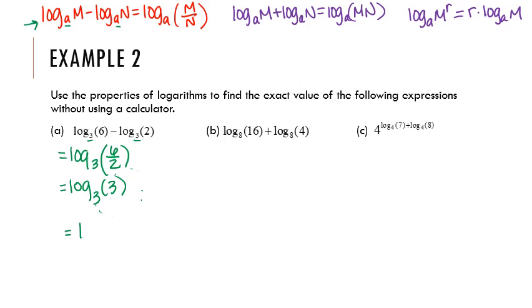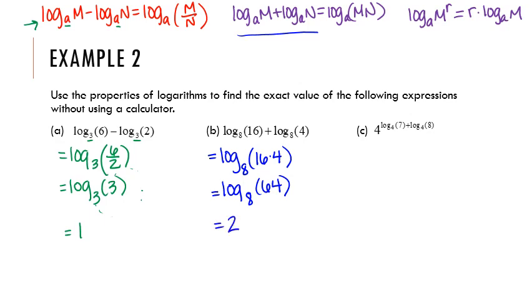Looking at letter B, I can combine these using this addition property. So log base 8 of 16 times 4 equals log base 8 of 64. So 8 to what power is 64? And that's 2. So it's neat where these properties allow us to take something that's pretty ugly and make it into something that's very simple.